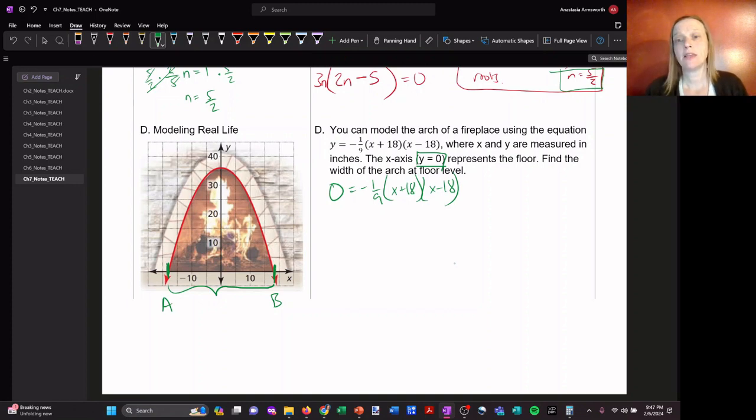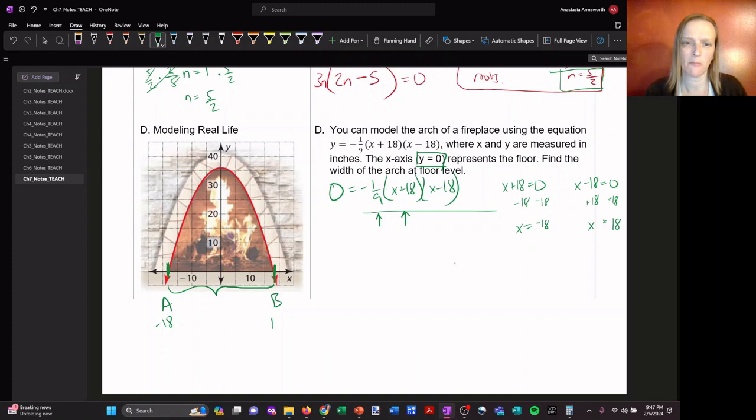So if I have this multiplication problem equal to 0, one of the components has to be equal to 0. -1/9 is not equal to 0, so it must not be that component. But I can set x plus 18 equal to 0, and I can set x minus 18 equal to 0. Solving for x, I get that x equals -18, so this point over here is at -18. And solving for x in this second problem, I get that x equals +18.